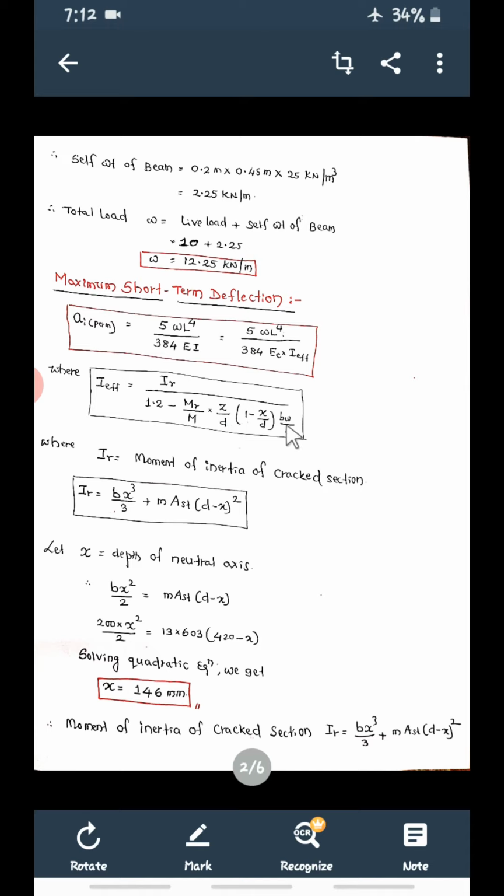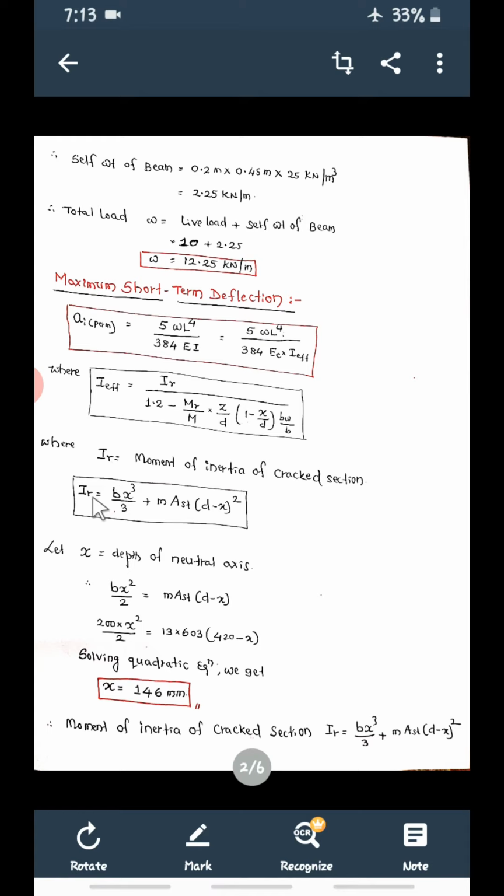So this is 1. Here, if you want to calculate I effective, you need to calculate IR, MR, M, Z, D and X. These values will be calculated first. Now calculate IR. What is IR? Moment of inertia of cracked section. After cracking, the moment of inertia of that beam is IR.